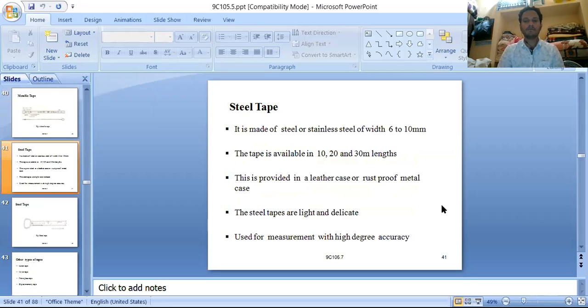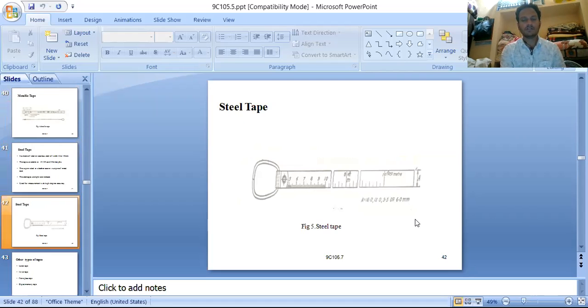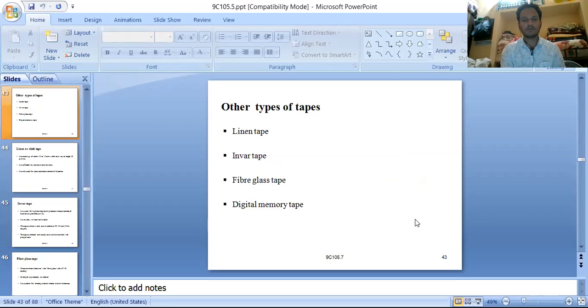And we have steel tape. It is made of steel or stainless steel of width 6 to 10 mm. The tape is available in 10, 20, 30 meter lengths. This is provided in a leather case or rust-proof metal case. The steel tapes are light and delicate. It is used for measuring with high degree accuracy. So this shows the typical top view of steel tape. We have other types of tapes also, like linen tape, invar tape, fiberglass tape, and digital memory tape.